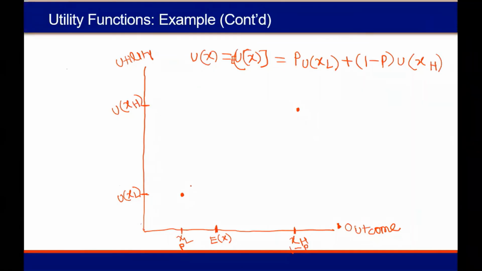In between. So, as we don't know what is the exact probability number, we can draw a straight line. We can say the utility of expected wealth is here. Can we say? Expected utility from this lottery. Okay. I think I can proceed from here.